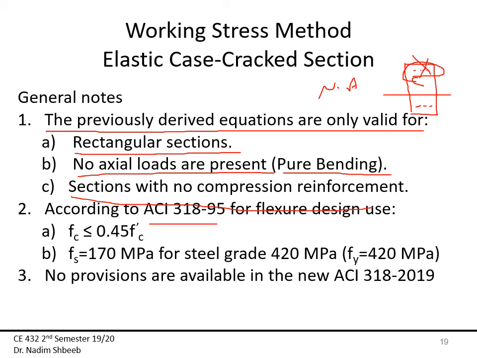One more thing, as you can see, I went all the way back to the 95 code, because after that code, this working stress method used to be mentioned as an alternative method, but then I think after the 08 code, it's not mentioned anymore. But again, for that, Fc is usually less than 0.45 f'c. Fs is usually given a value of 170 megapascal if I had grade 60 steel. Again, no provisions are available in the new codes. Actually, from 11 onward, there are no provisions for the working stress method.